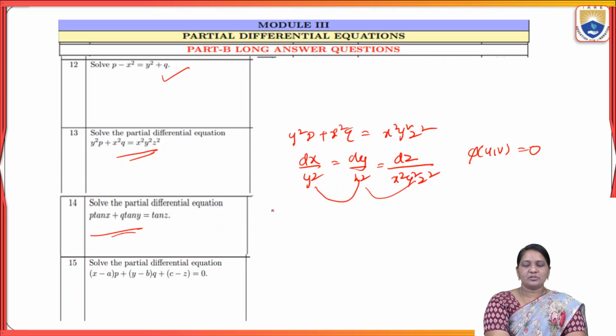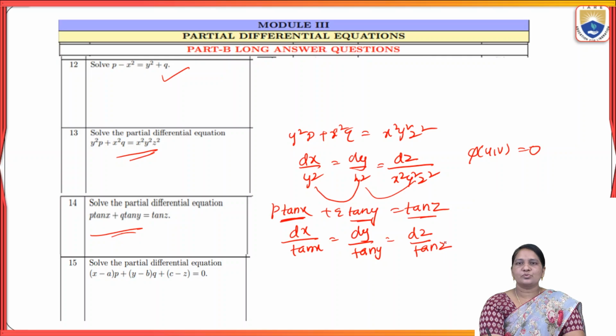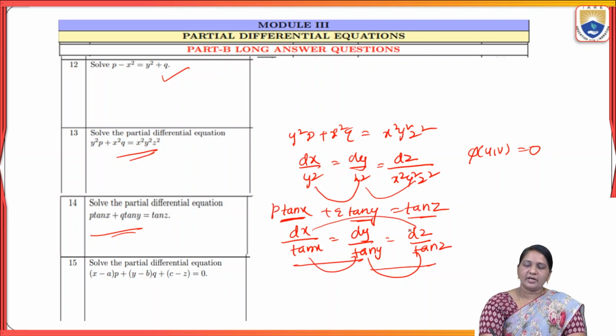So here we can observe this p tan x plus q tan y equal to tan z. So now this is the P value, this is the Q value and this is the R value. So we can write dx by tan x equal to dy by tan y equal to dz by tan z. So now we can take 1 equal to 2 or 2 equal to 3. That means the first set of equations are 1 and 2, and second are 2 and 3, to get the solutions.